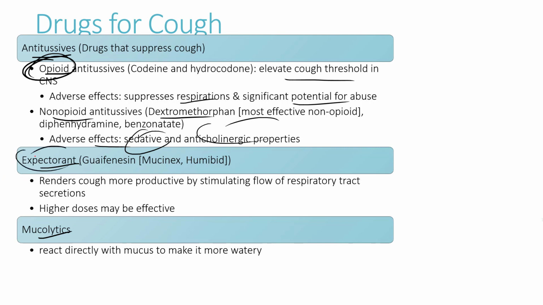An expectorant, another group of drugs that are used for cough, basically makes it easier for the mucus to be ejected from the mouth and nose, and may require some higher doses to become effective. And then mucolytics react directly with the mucus to make it more watery. So again, it's easier to actually eject from the respiratory tract.